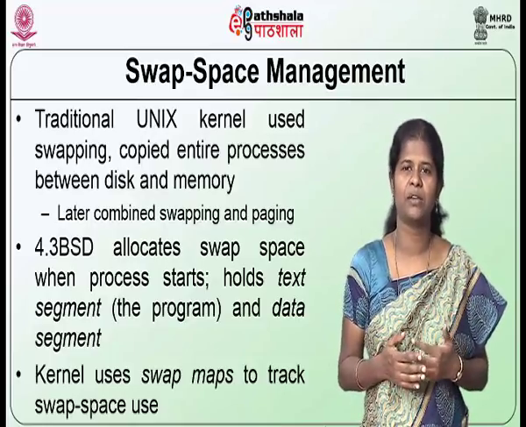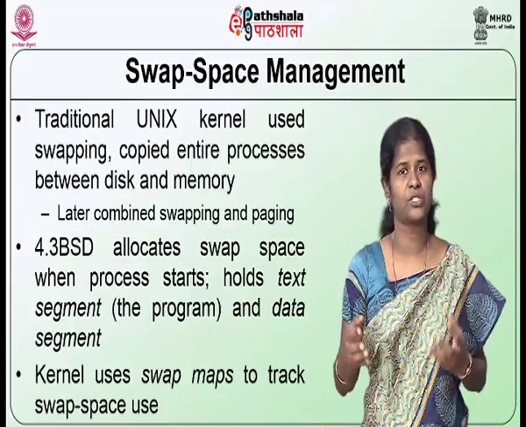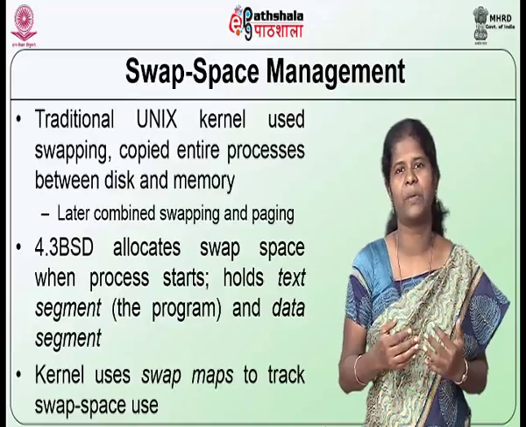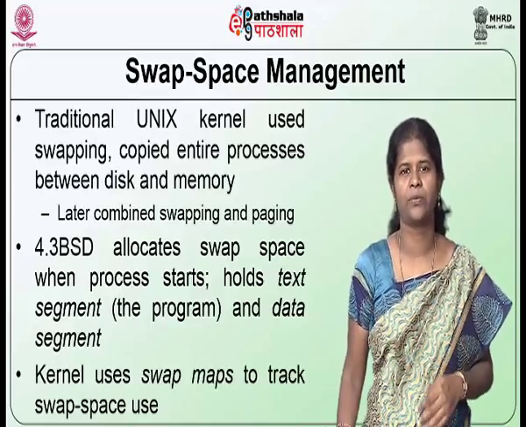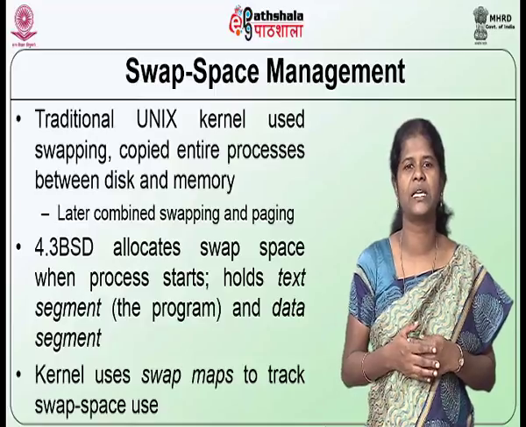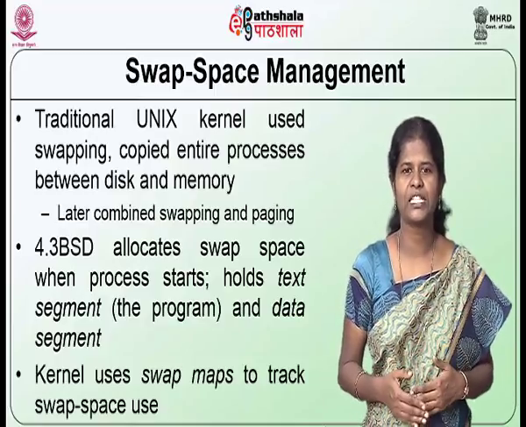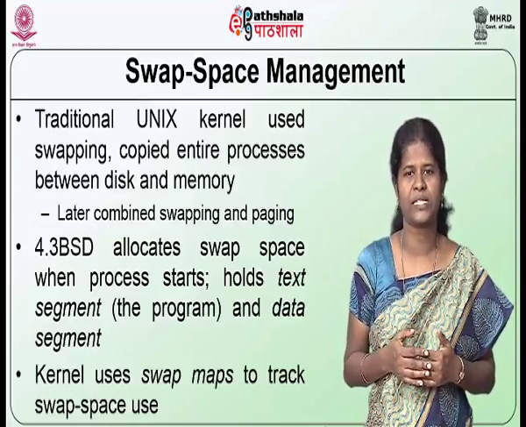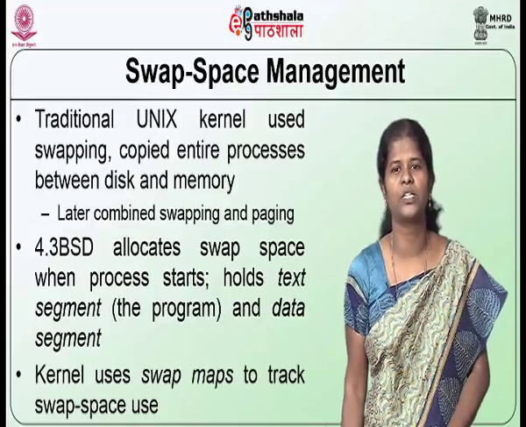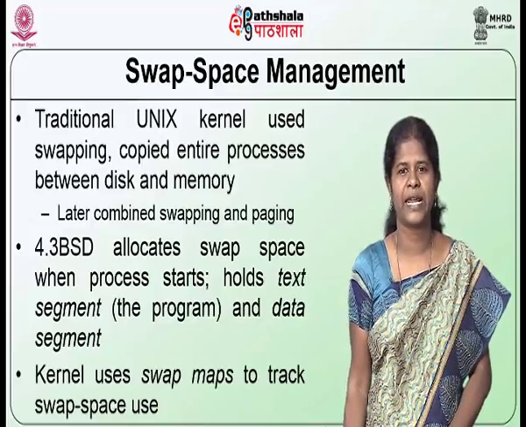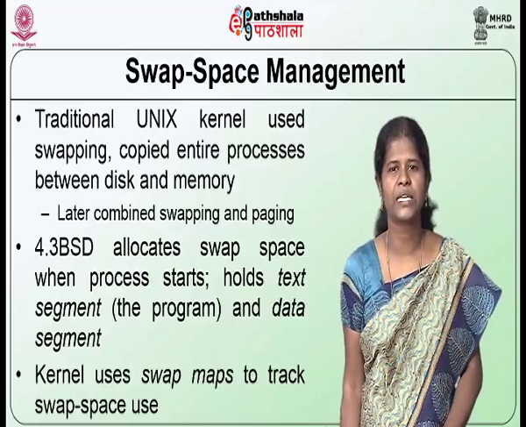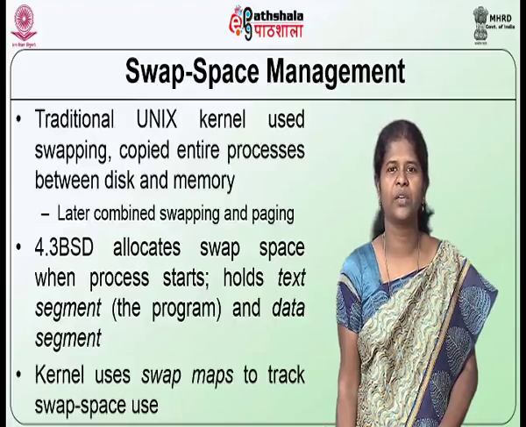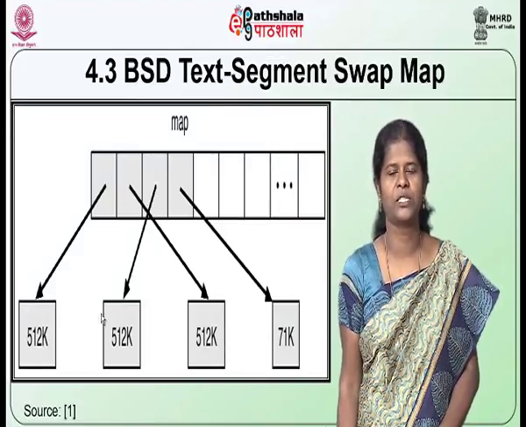Since demand paging is being done, the whole process is not brought into the main memory, only the required pages are brought in, and these pages may have to be swapped out, not the entire process. In the 4.3 BSD flavor of Unix, swap space is allocated when the process starts, and it can hold a text segment and a data segment. The swap space is responsible for holding the text and the data. In this case, the kernel uses a swap map to keep track of the usage of the swap space. We will see how it is done here.